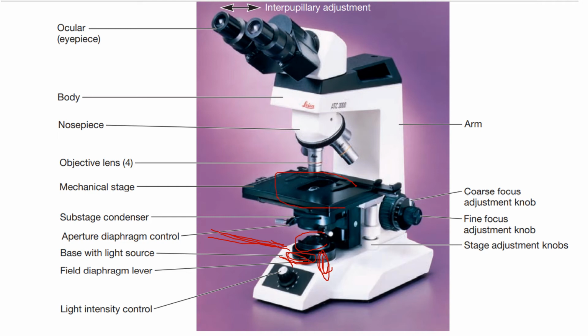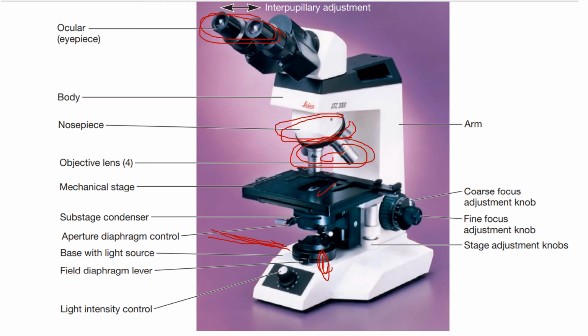Okay, then we have the stage which has the slide, and the objective nose piece which has objective lenses. This is your nose piece. Here you have the nose piece, and here you have objective lenses, and then it goes with the ocular lens. See, here you can see there are two ocular lenses. So such microscopes that have two ocular lenses are called binocular microscopes because they have two ocular lenses.